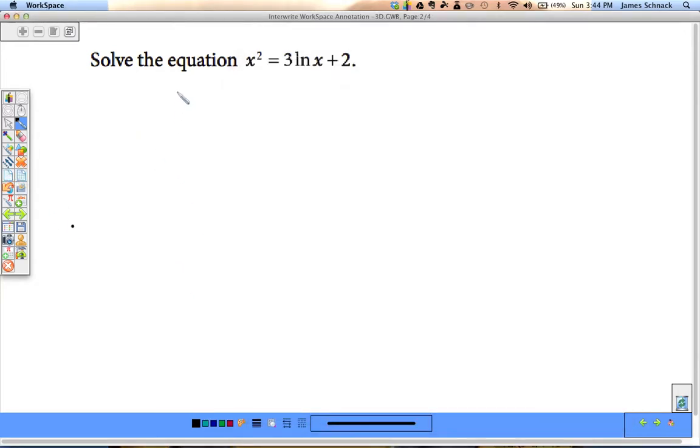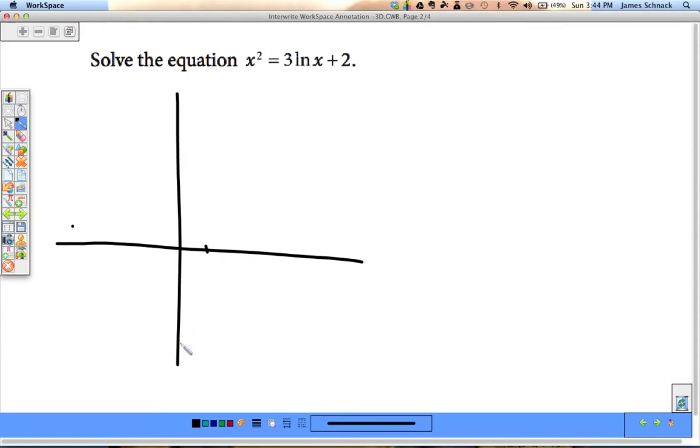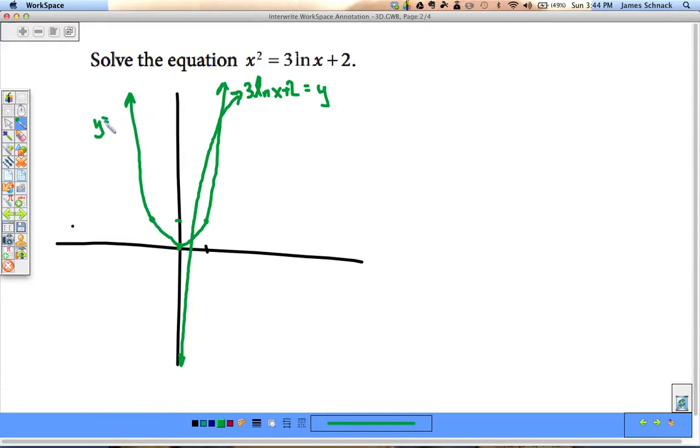So let's come back here and start to build this graph. The logarithm looks something like that, except it's a little bit steeper. So that's 3 natural log x plus 2. And then x squared, well, that one I can graph in my sleep almost. The parabola goes something like this. So there's my sketch. I've got my asymptote of x equals 0.